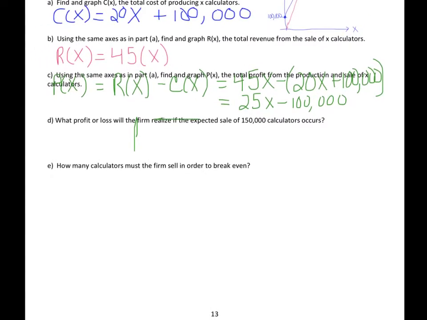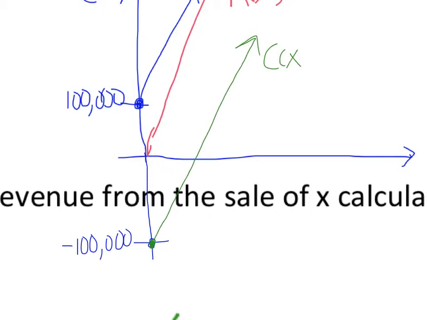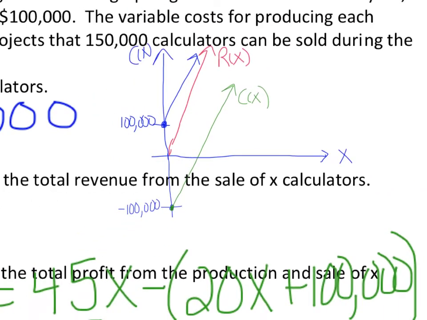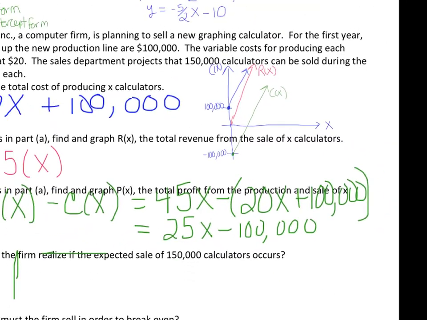Oh, and we're supposed to graph that one too. Alright, well that means that we need to extend this graph because we want to start now at negative 100,000. That's this one's Y-intercept. I'll put it in green here. And then the slope, 25, was the slope there. So it's just a rough sketch, like I said, but you get the idea. You get a visual with what's going on.